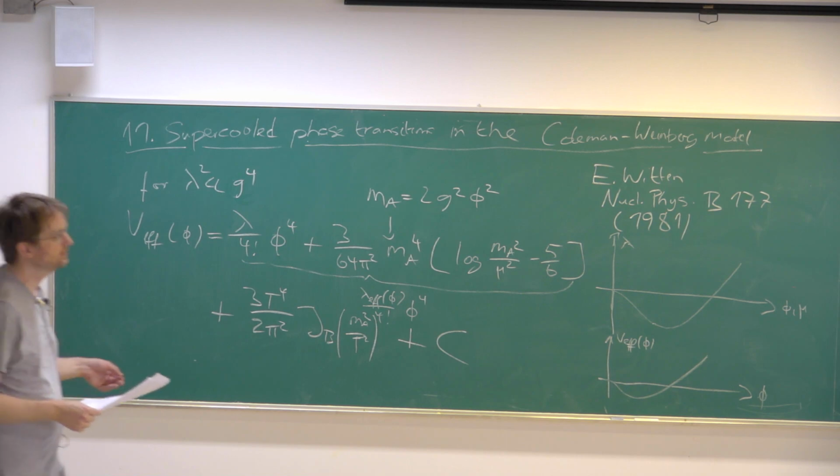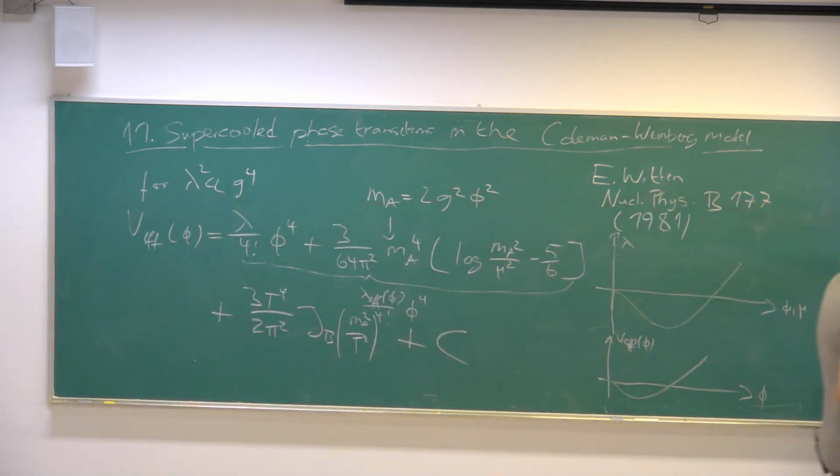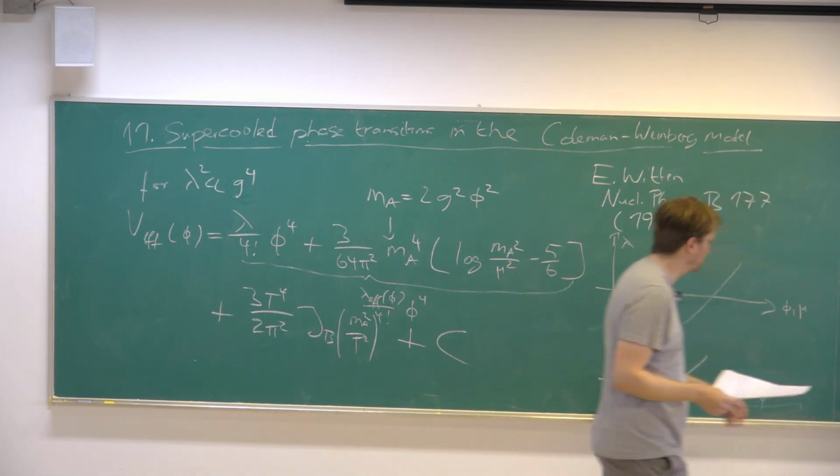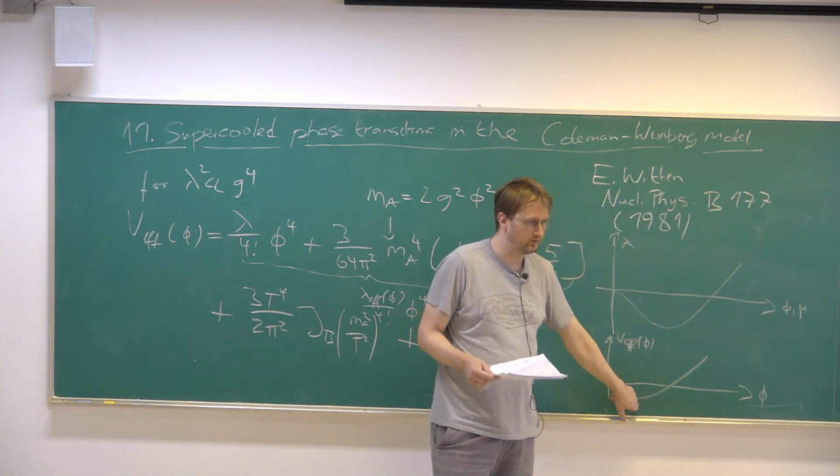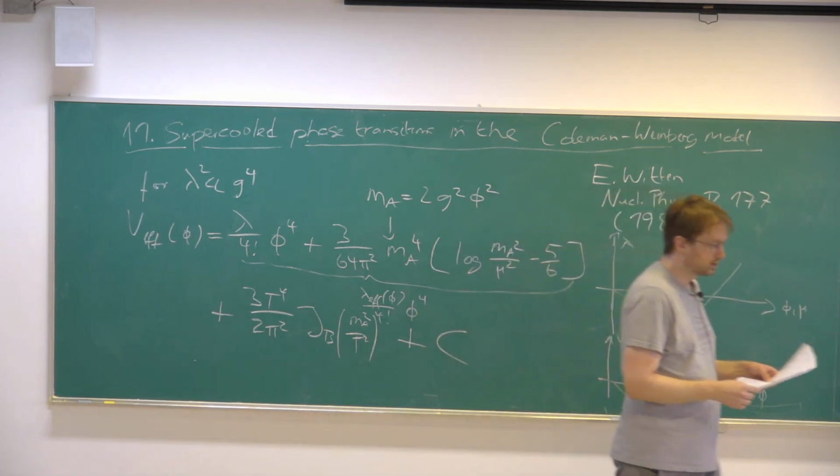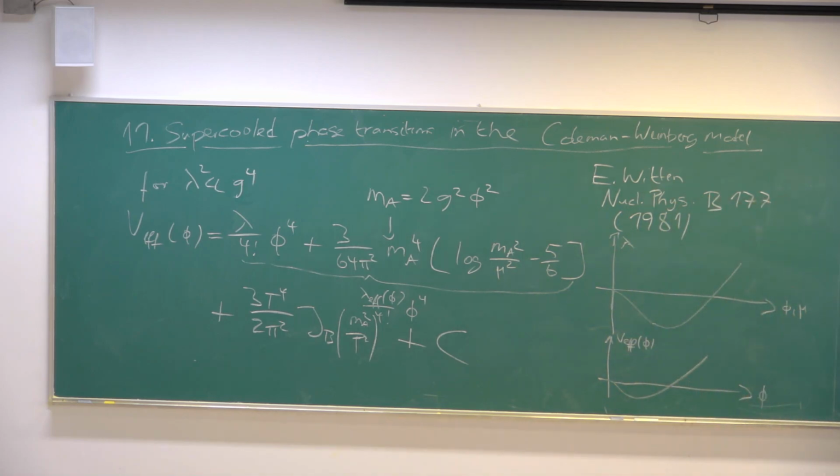These constants are temperature dependent, so they wouldn't contribute anyway. But you have to adjust, of course, at zero temperature. You want the CC to be close to zero at zero temperature. Okay, so this is the potential we will work with now.